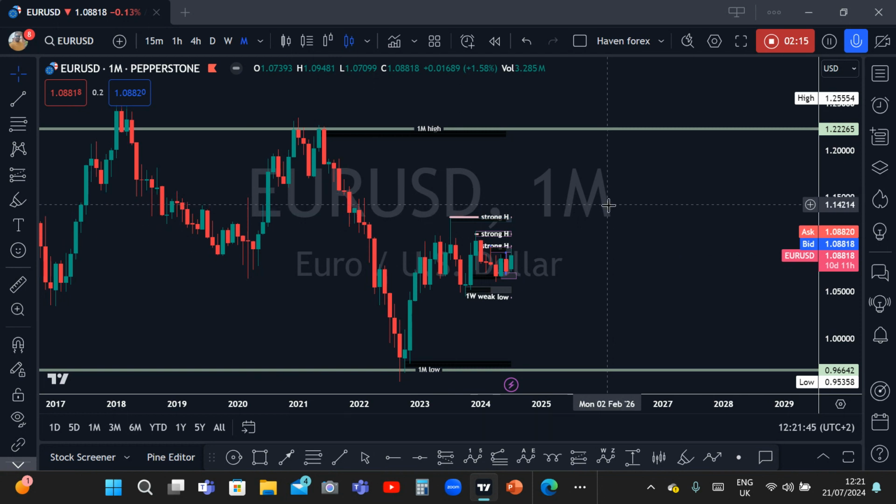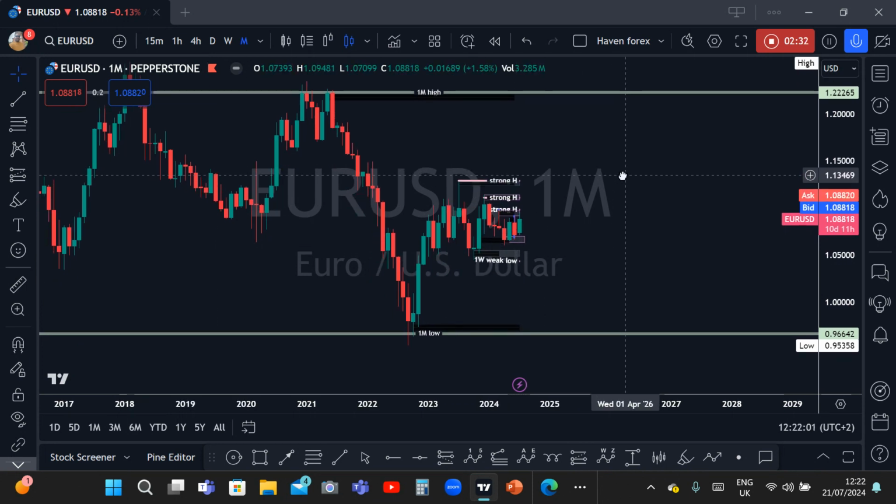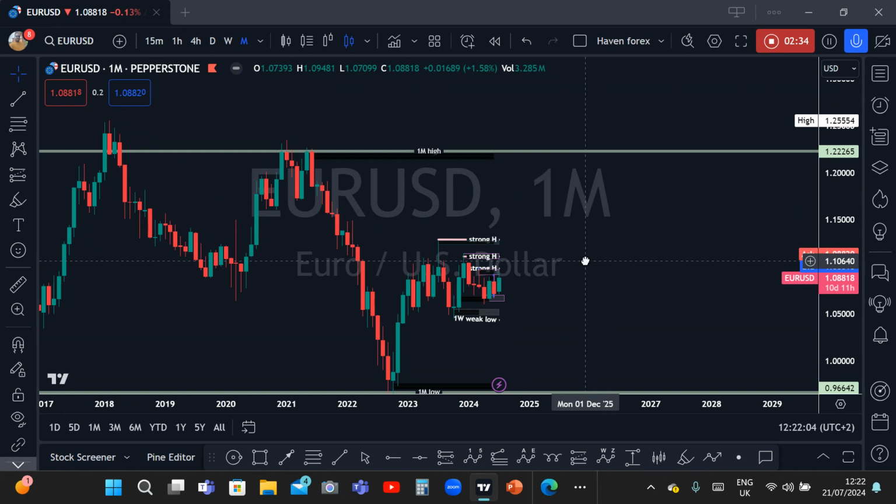The higher time frame. When we say higher time frame, you start from the monthly, no matter the kind of trader you are. It may be an intraday trader, a swing trader, no matter the type of trader you are, you are advised to always do your top down analysis for you to know where price action is going next.